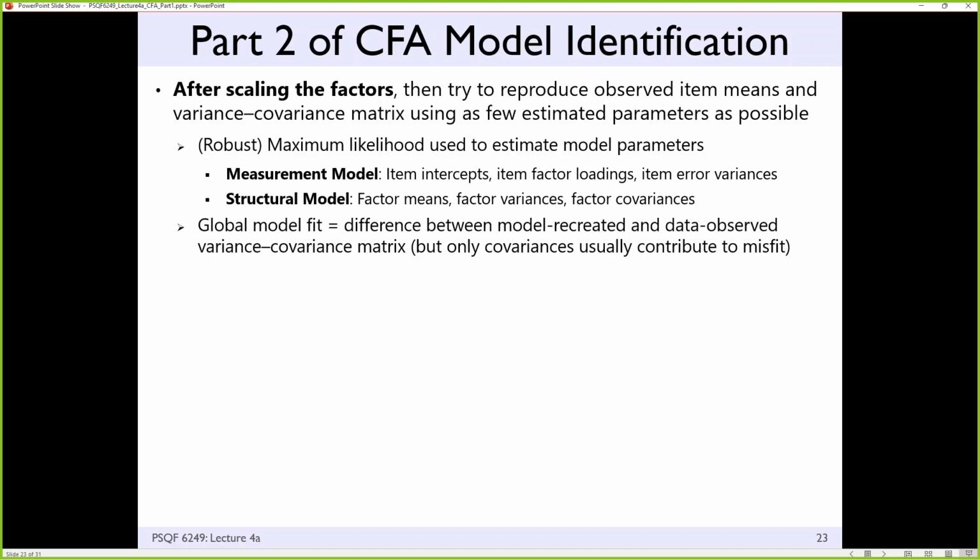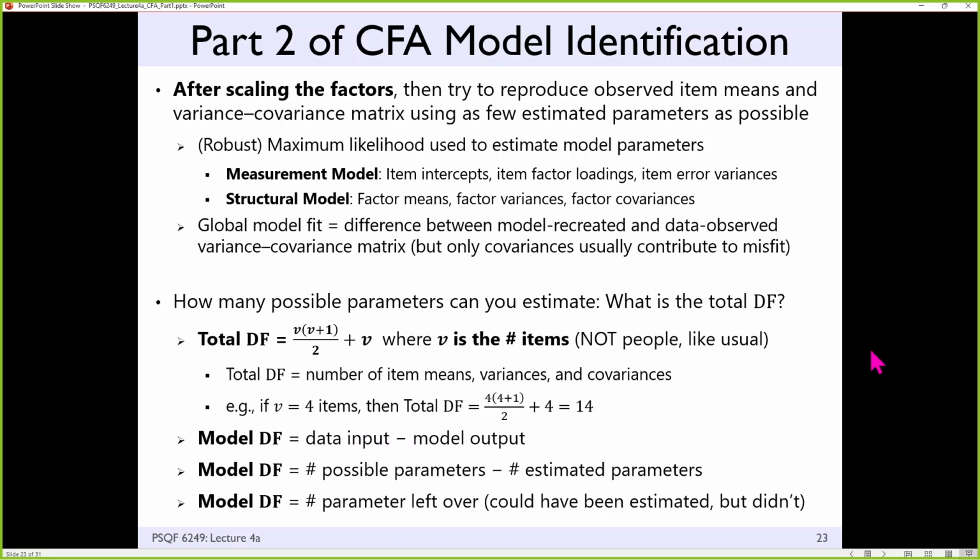And here's why. So we're estimating different parameters for the measurement model, the intercepts of the items, their factor loadings, and their error variances. So measurement model covers how the items relate to the traits they measure. Structural model parameters are factor things then, factor means, factor variances, and covariances. So we are heading towards evaluating how well our model fits as the difference between the model recreated and data observed item variance covariance matrix. How many possible parameters can we estimate, and do we have enough data by which to do it?